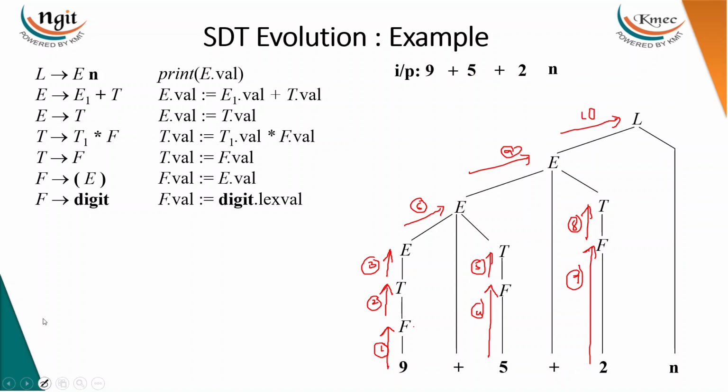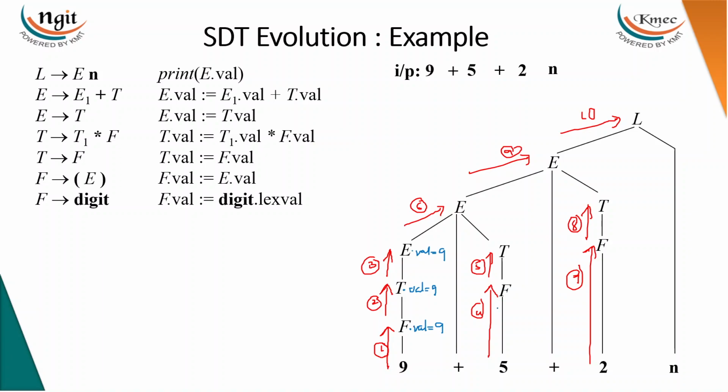Let me go with this, guys. See, now first one, F tends to 9. What is the action rule? F dot value equivalent to digit dot value. So I can say that F dot value is 9. Then T tends to F. Next one, T. So T tends to F means T dot value equivalent to F dot value. Then you can write here 9. Then same way, E dot value equivalent to T dot value.